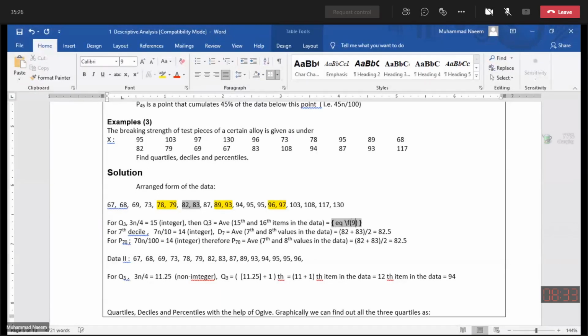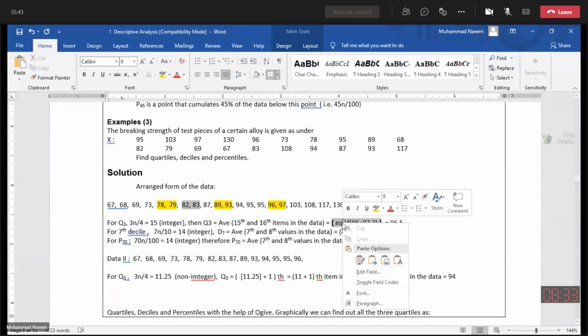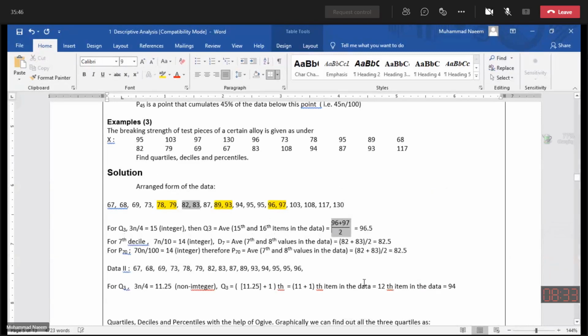These values are 90, 96 and 97 divided by 2. The answer is 96.5. Actually, we are tracing out a cut which represents Q3. So 96.5 here in between these 2 points. This cut will be Q3.